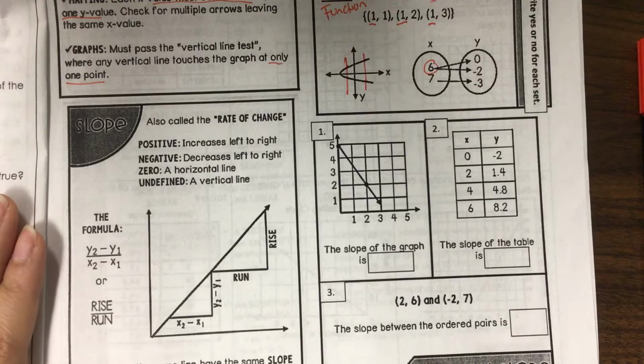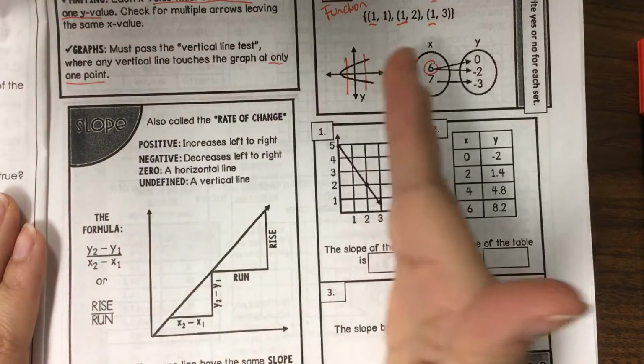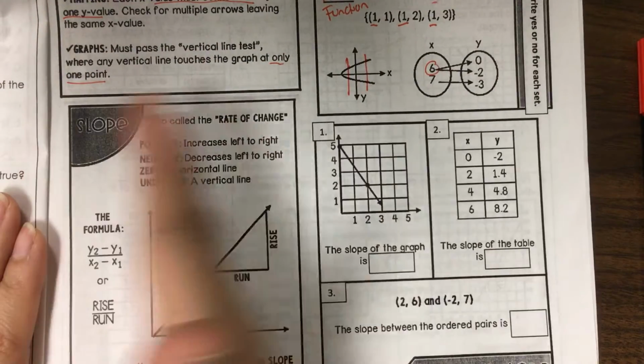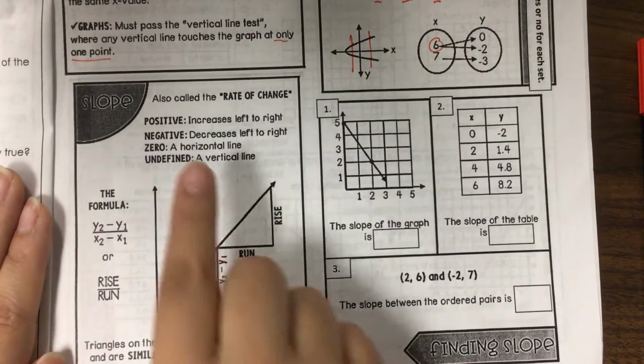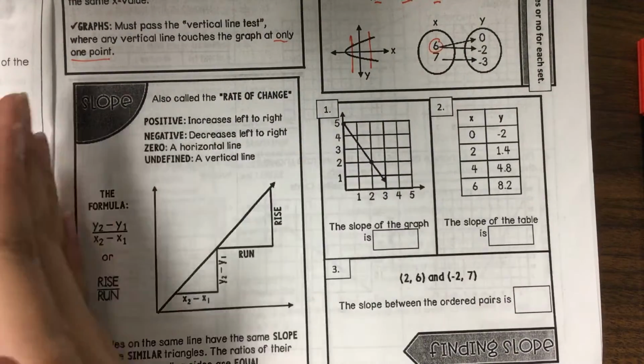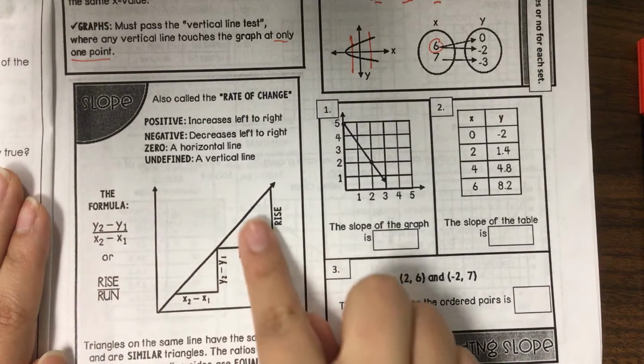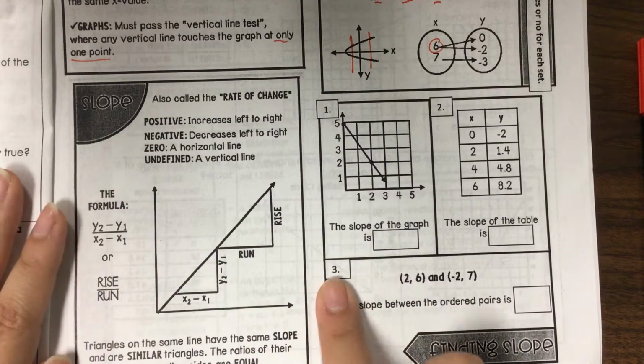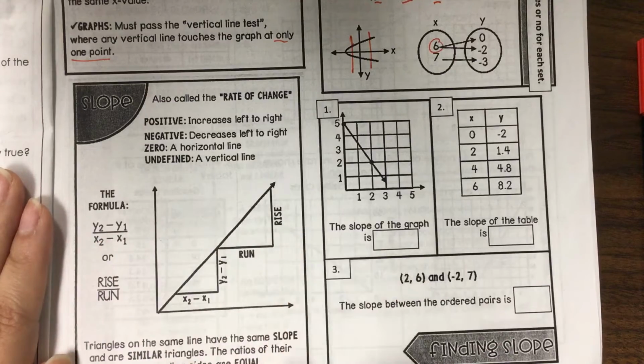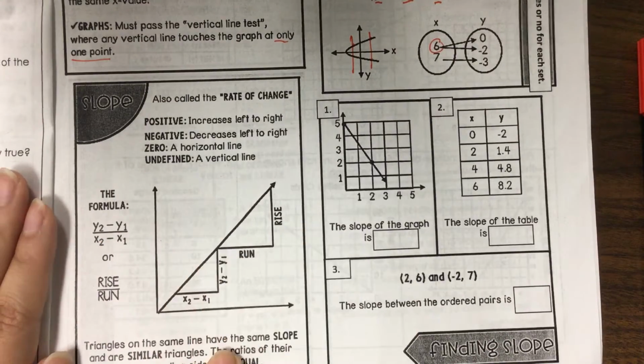Now, whenever we're looking at a graph, we're going to be reading it left to right, just like how we read words, read a book, we're reading it left to right. So if it's increasing as we're looking at it from left to right, it's a positive slope. If it's decreasing as we're going left to right, it's a negative slope. A zero slope is a perfectly horizontal line, and undefined is a perfectly vertical line.